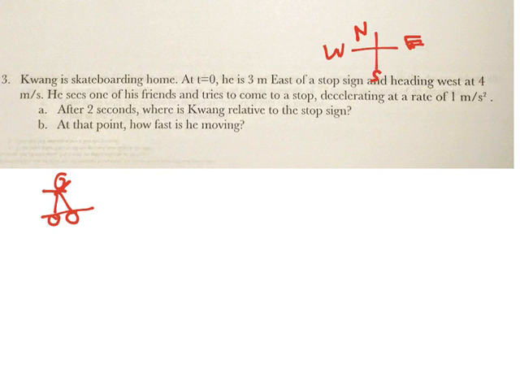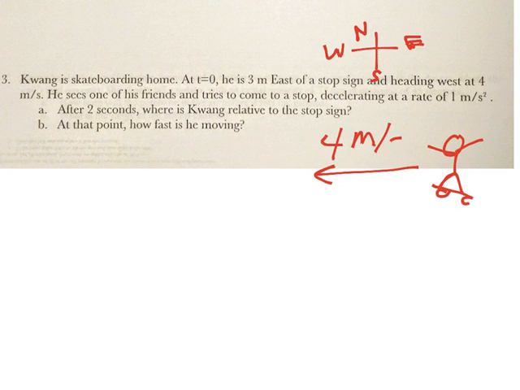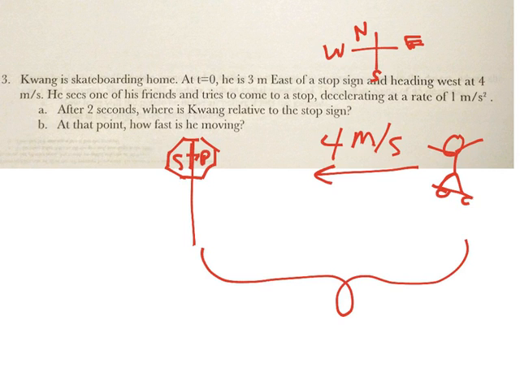So I actually need to change this picture, right? Because he's not on this side. He is on this side. So he's over east of a stop sign on a skateboard, heading west at 4 meters per second. Let's say here is our stop sign. Stop. And this is a distance of 3 meters. He's heading west. He sees one of his friends. So he's going to slow down a little bit, right? He's going to be slowing down, decelerating. Remember, that means that's going to be a negative acceleration. He's slowing down. So this is our picture.